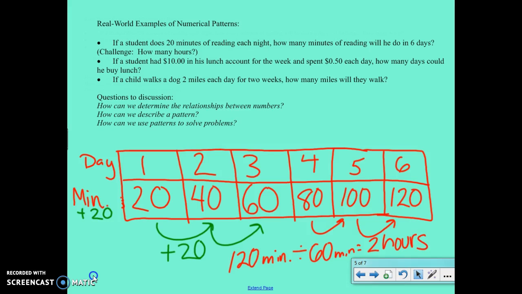Now, what I would like you to do is choose one of the other 2 choices up there, or you can think of your own. You are going to create a chart for a real world example. And when you're thinking of this, think about these questions to discuss.